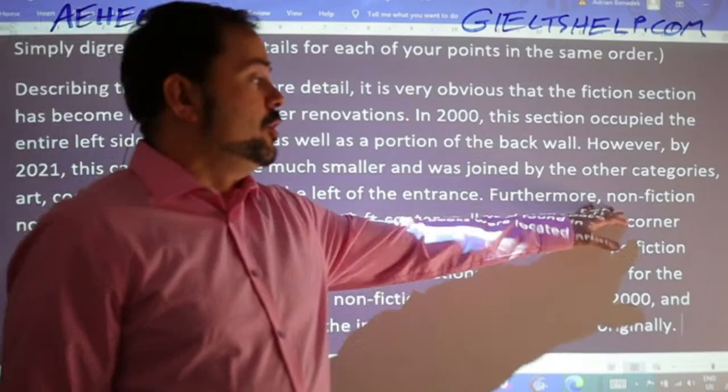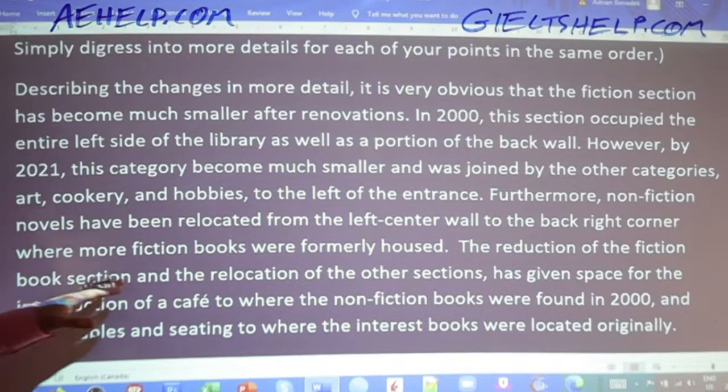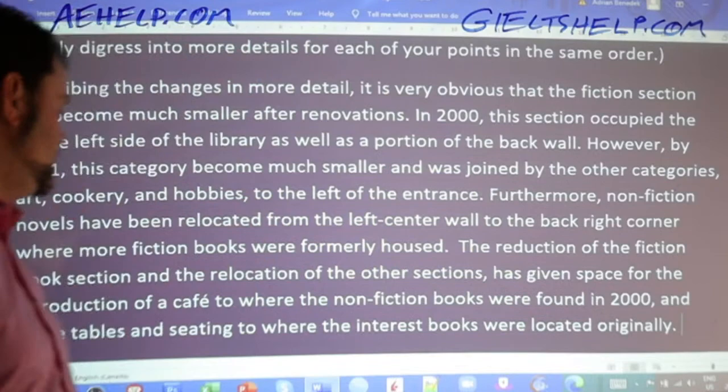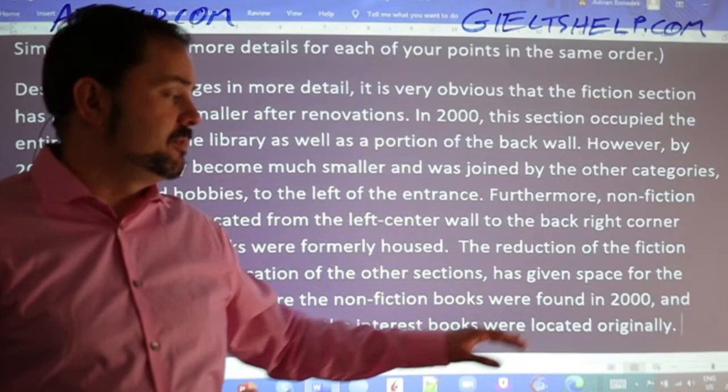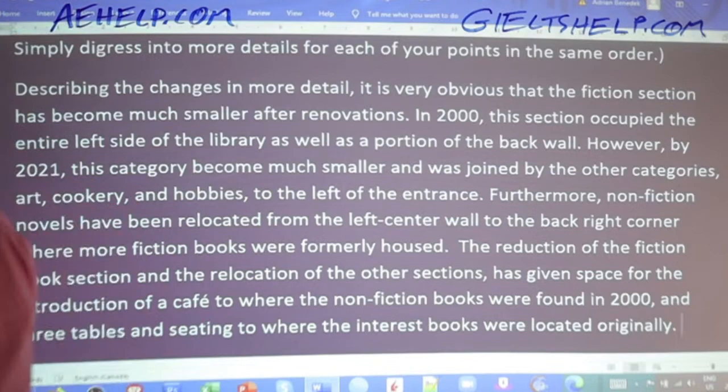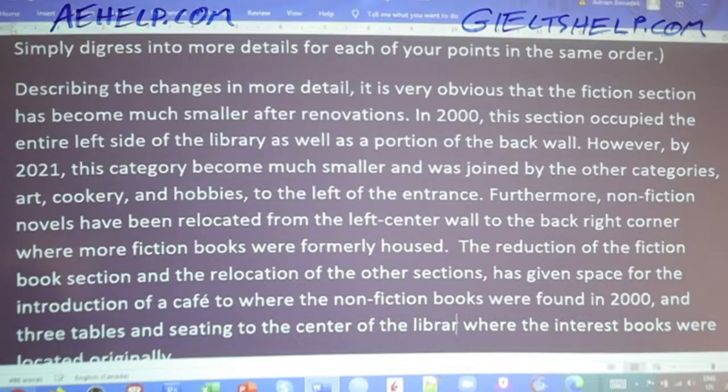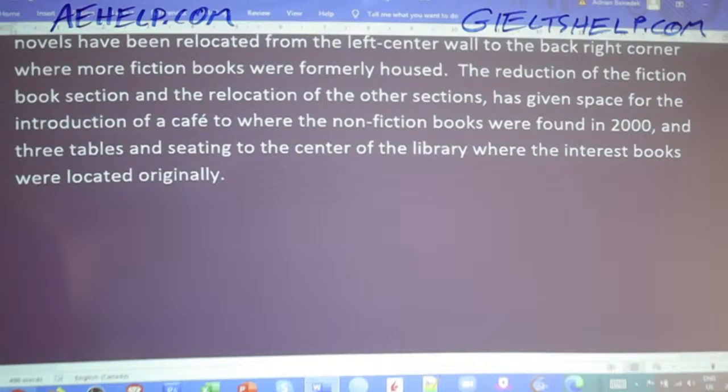So furthermore, the reduction of the fiction book section and the relocation of the other sections has given space for the introduction of a cafe to where the nonfiction books were found in 2000 and to three tables and seating to where the interest books were located originally. I might even give a little bit more help for my reader here, to the center of the library where the interest books were located originally. I should say originally located. It just reads a bit better.